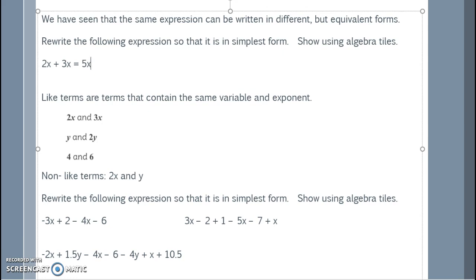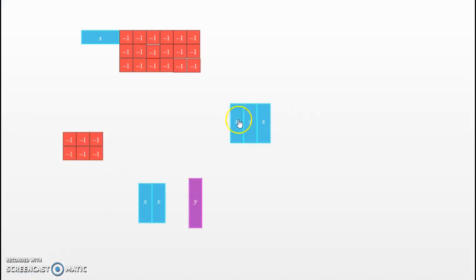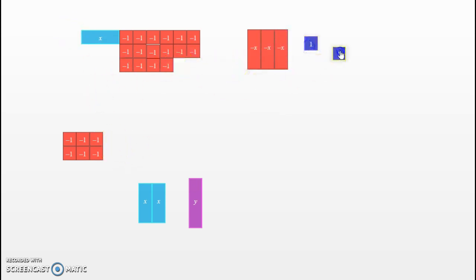Rewrite the following expressions so that it is in simplest form. Show using algebra tiles. Okay, so our first one is negative 3x. So I'm going to put up negative 3x here. And then it's plus 2. So plus 2. Okay. Minus 4x.